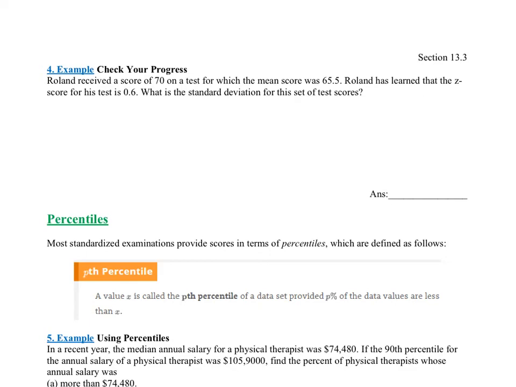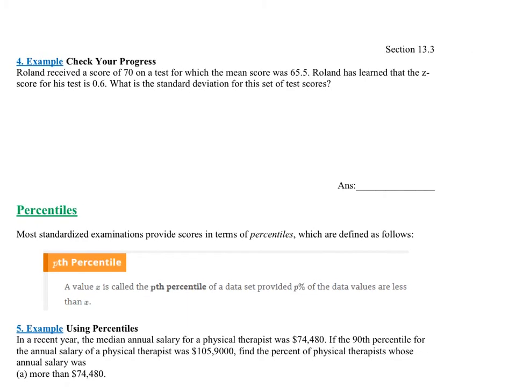Let's get some extra practice on a problem just like example 3. Here's example 4. It says Roland received a score of 70 on a test for which the mean score was 65.5. Roland has learned that his z-score of his test was 0.6. What is the standard deviation for this set of test scores?